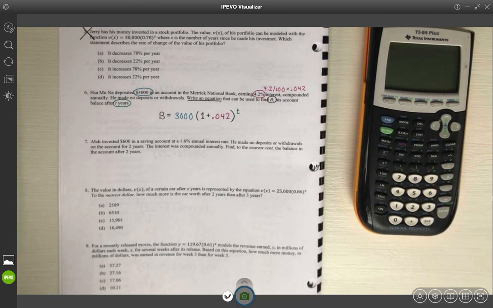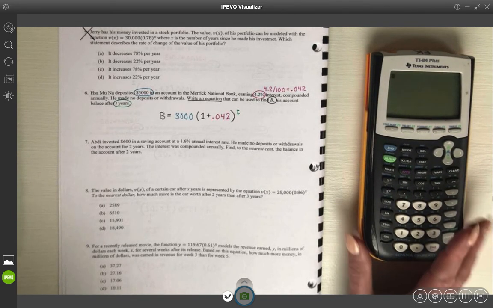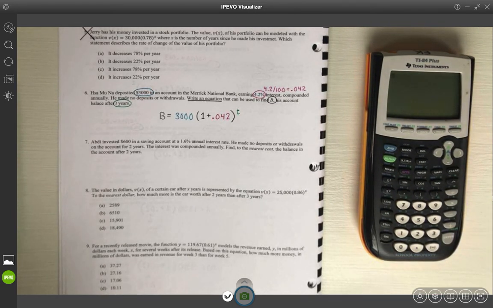Let's move on to number 7. Abdi invested $600 in a savings account at a 1.6% annual interest rate. He made no deposits or withdrawals on the account for 2 years. The interest was compounded annually. Find, to the nearest cent, the balance in the account after 2 years. So this time they actually want to know about the money. How much money is in the account after 2 years?